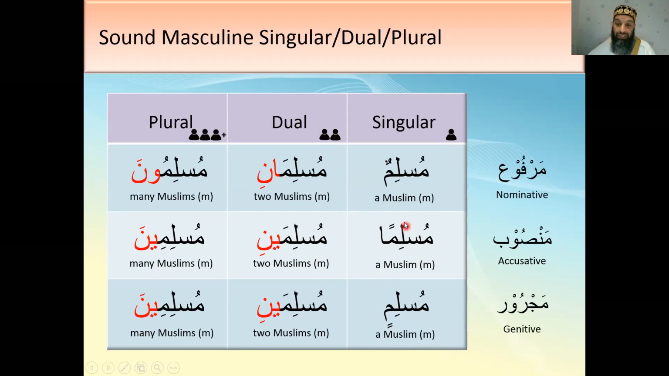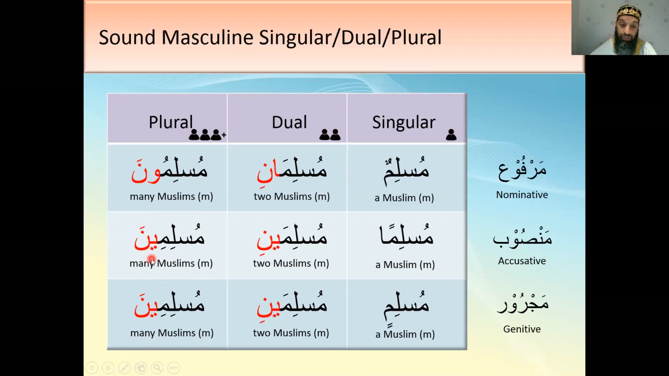So, Muslim in Mansub still means a Muslim. Muslimaini is how you say it for two. Muslimina is how you say the plural, okay?